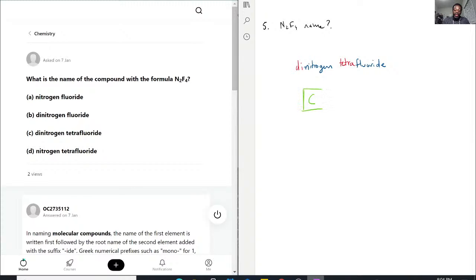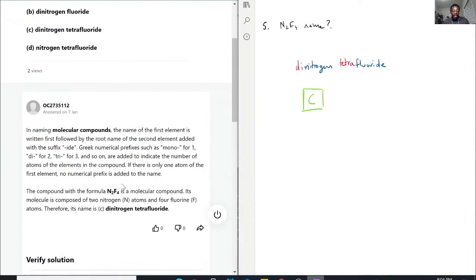So I'm going to say right away the answer is C. And D, nitrogen tetrafluoride, is also close, and may have counted if we only had one nitrogen, because when there's only one atom of the first part of the name, we can get away with dropping the mono. But even then, you still wouldn't be wrong to add the mono just to be safe. But in this case, there are still two nitrogens, so we needed that dinitrogen in front, which is why D is not the right answer. So in this case, the only one that works is C.